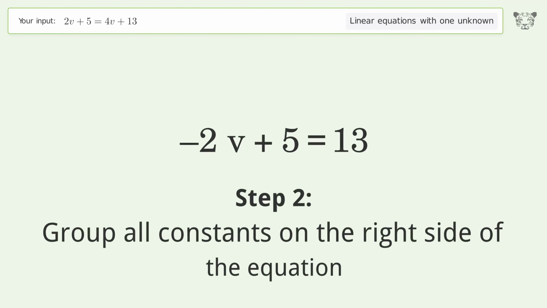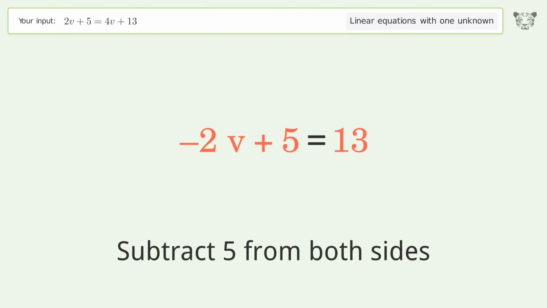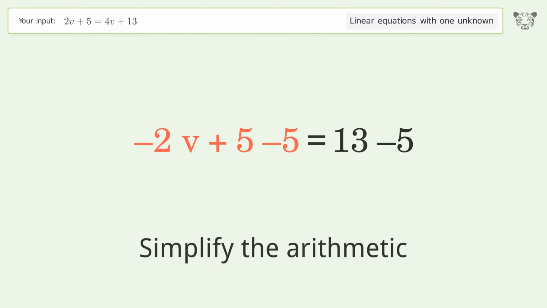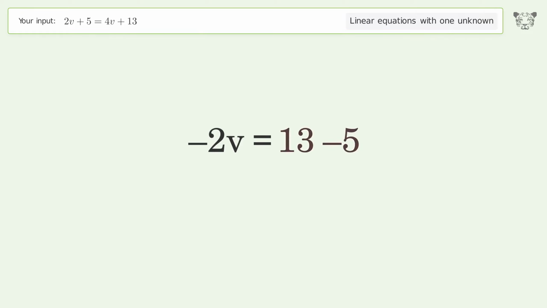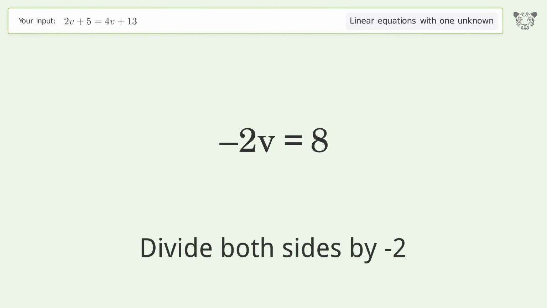Group all constants on the right side of the equation. Subtract 5 from both sides. Simplify the arithmetic. Isolate the v. Divide both sides by -2.